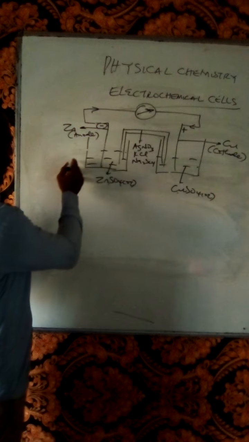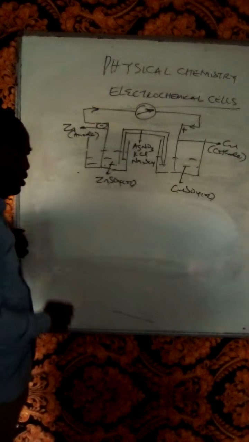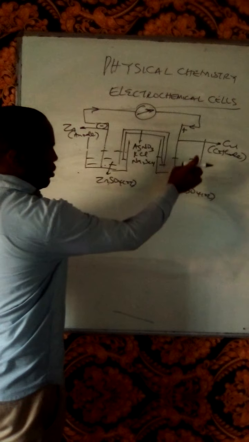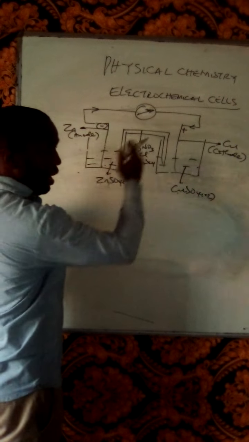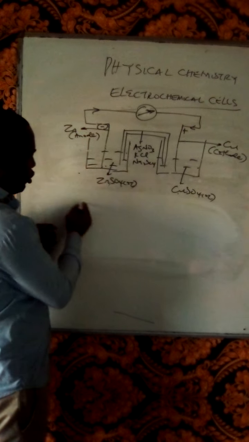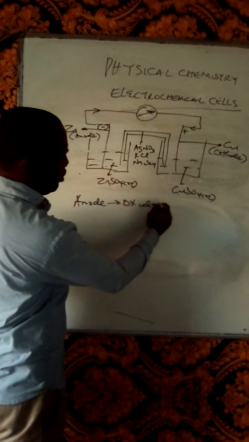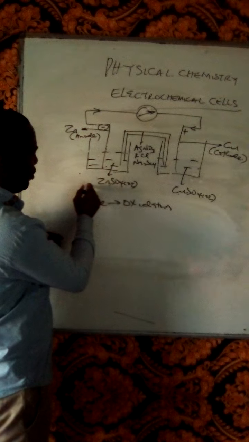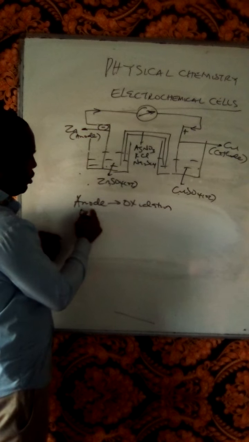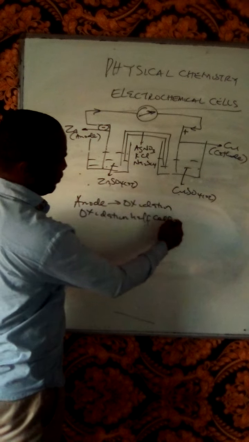Each of these containers is called a half cell. The container with the solution and electrode in it is called a half cell, while this container with this solution and electrode in it is also called another half cell. This place where you have the anode, oxidation occurs at the anode. So the container with the anode is called the oxidation half cell, or anodic half cell.